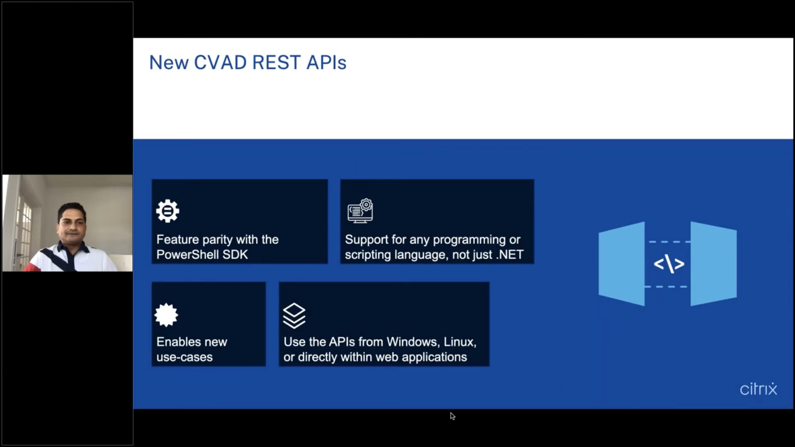With the new RESTful APIs, our goals were to make sure you get feature parity with the PowerShell SDK, so there's no regression in the functions you've currently been using. We support any new programming language, to give you that flexibility so that you don't have to use just .NET. From a client side, you could be using these APIs against a Windows client, a Linux client, or directly in our web application. And finally, we wanted to make sure you could enable new use cases to get to the outcome faster.